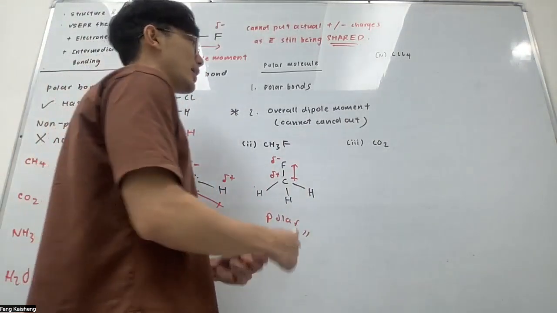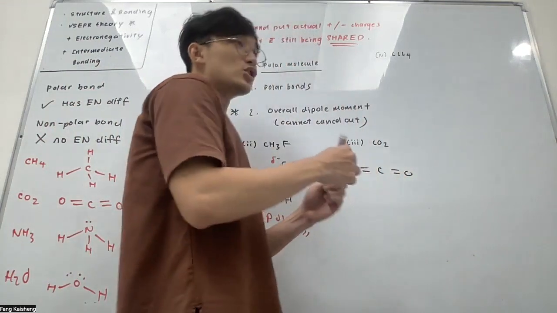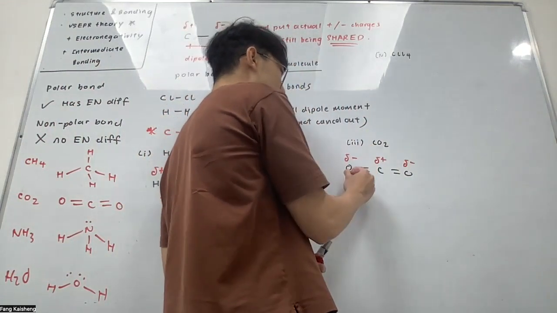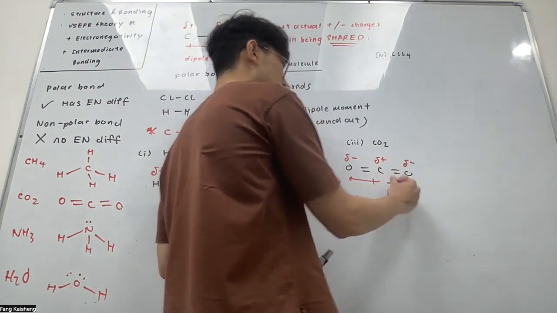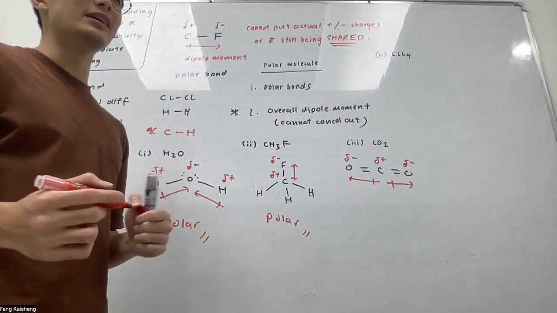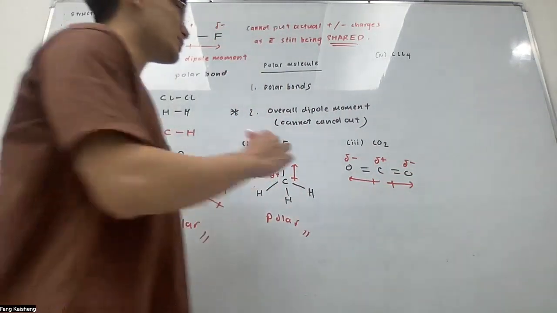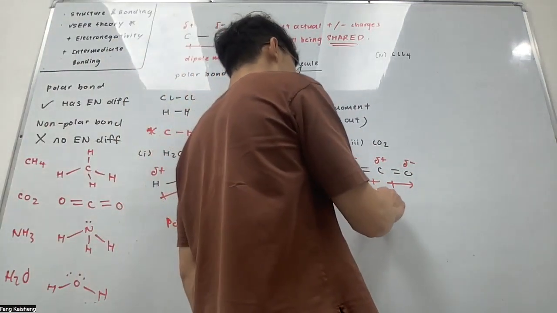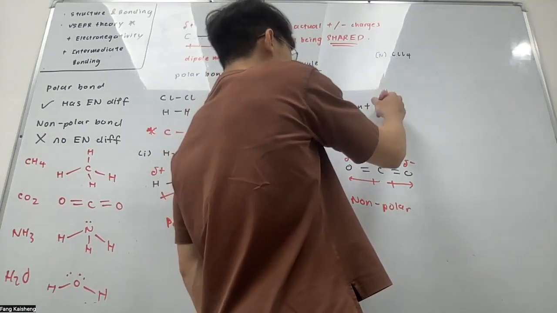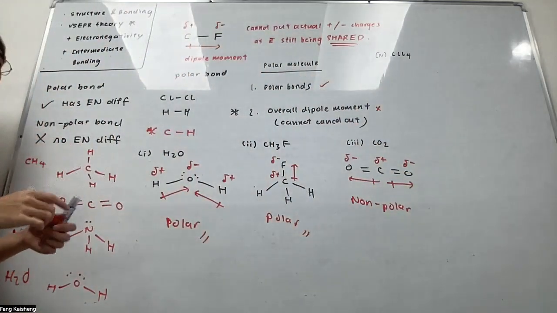For carbon dioxide, I've already drawn the structure for you earlier. Oxygen is more electronegative than carbon, right? And you notice the arrows go like this. Is there an overall dipole moment? No. In this case, because it's a linear shape, they cancel each other out. So carbon dioxide is a case of having polar bonds but no overall dipole. So overall, it's non-polar.